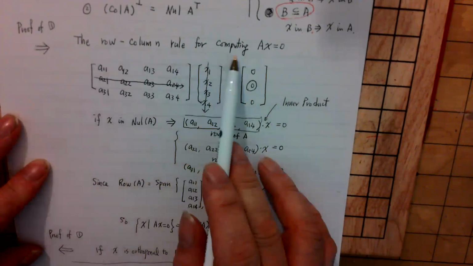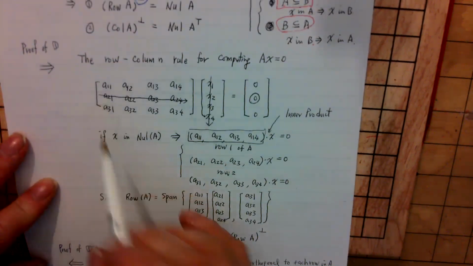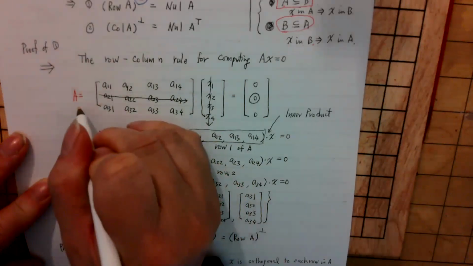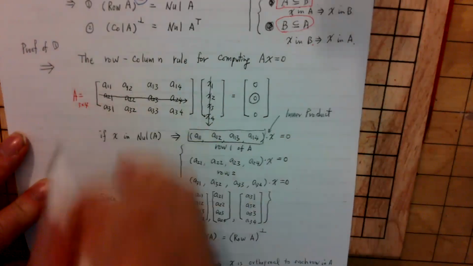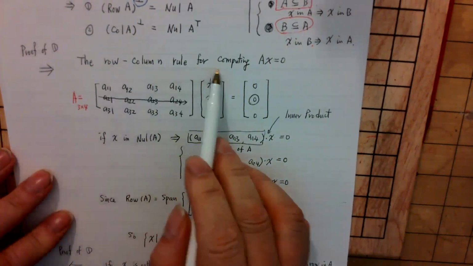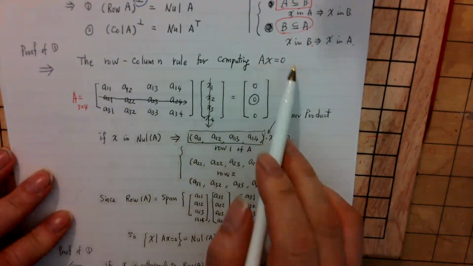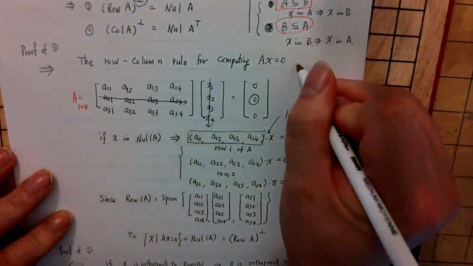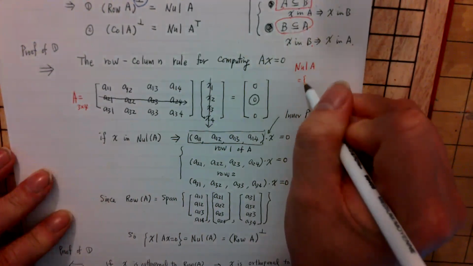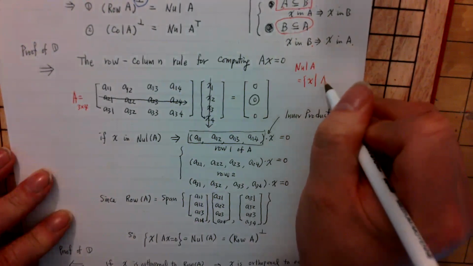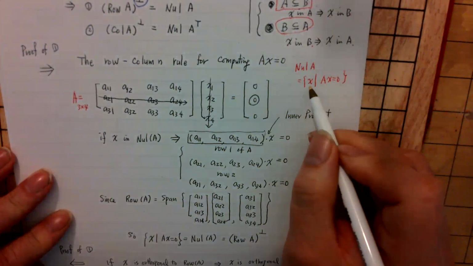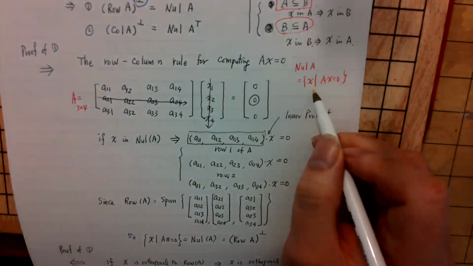Okay, I use a very simple example. The given matrix A is 3 by 4. By the row-column rule for computing AX equal to 0, the null space of A is going to be all x such that Ax equals 0. All such x, okay?